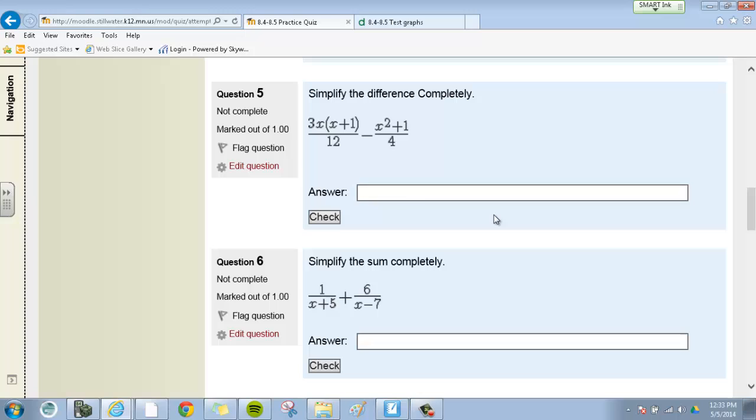Let's do it. Negative 1. There we go. Oh, God. This is working out well.